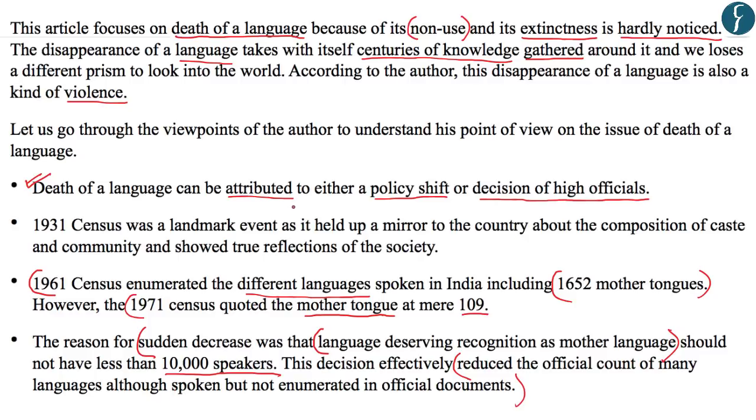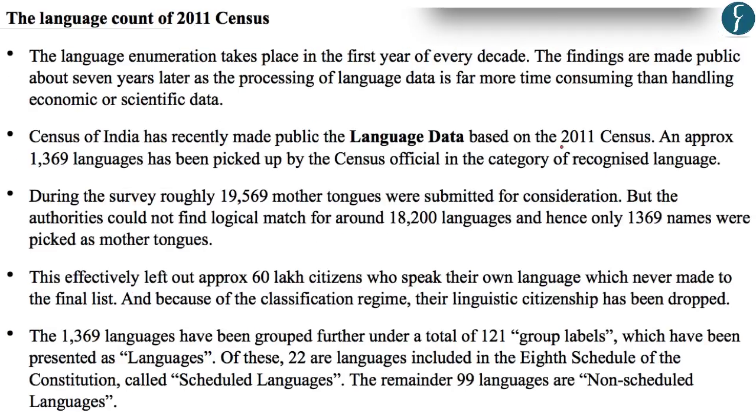And this is the reason, according to the author, that a policy shift or a decision of a high official can lead to the death of a language. Now, according to the author, the 2011 census data has made public the language data, wherein, according to the 2011 census, 1,369 languages have been considered in the category of recognized languages.